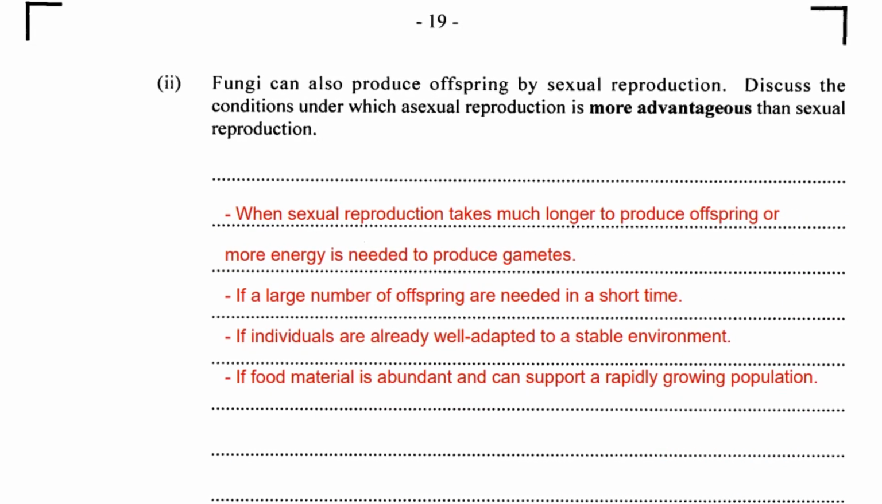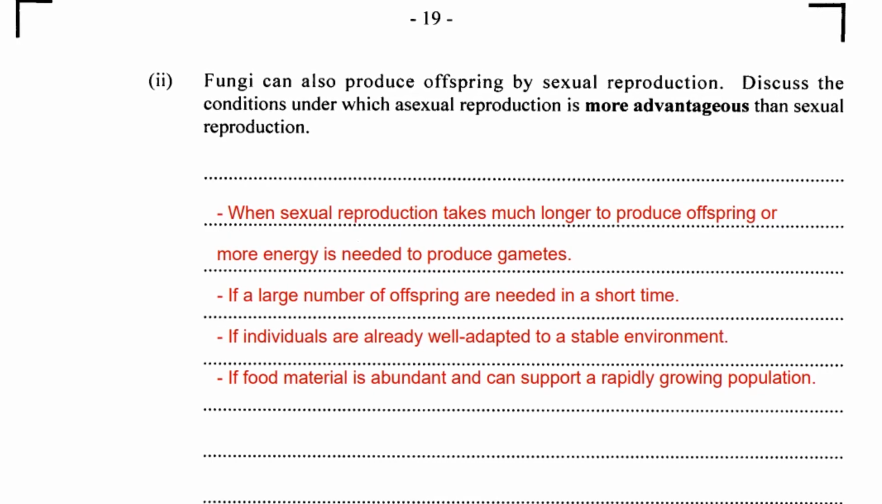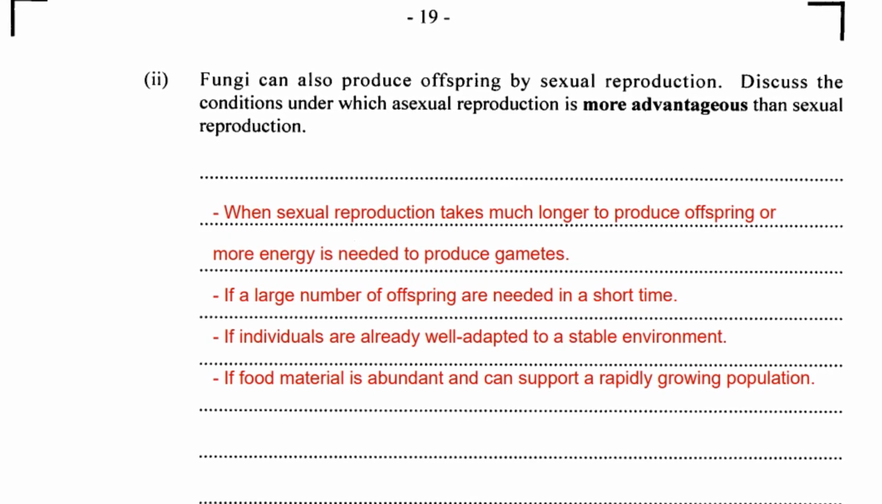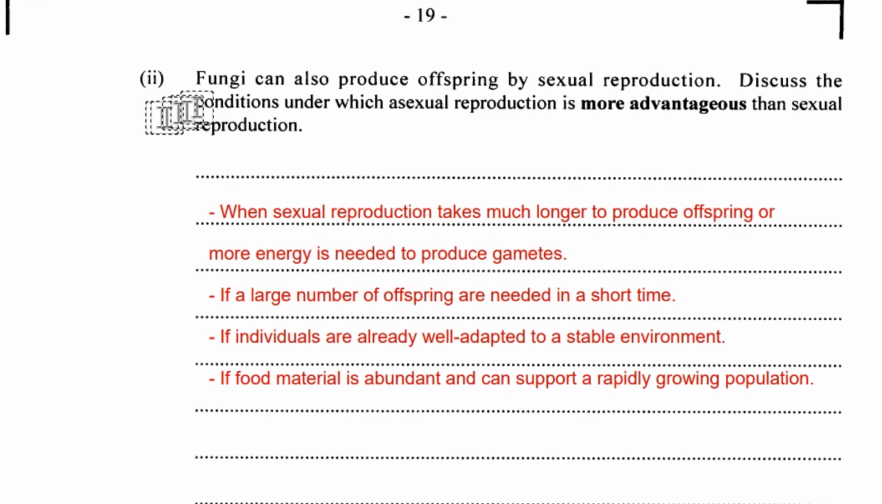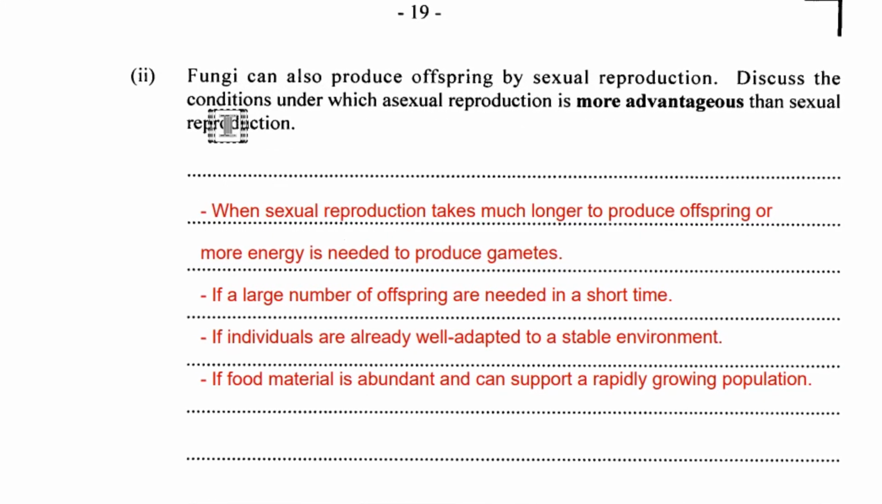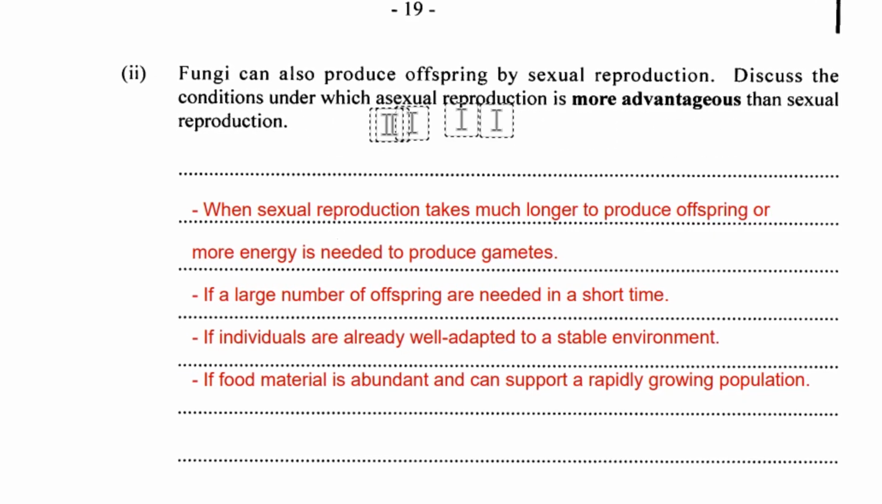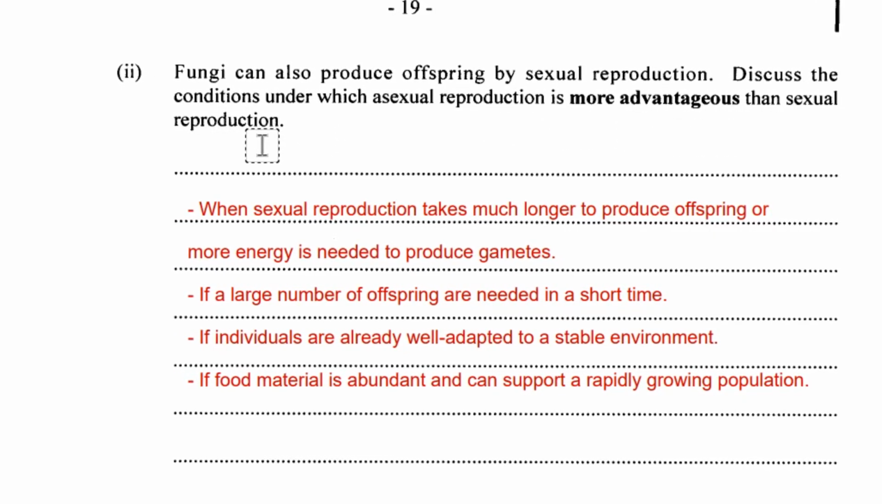Part 2. So this is still on the syllabus. You should still know the advantages and disadvantages of sexual and asexual reproduction. Fungi can also produce offspring by sexual reproduction. Discuss the conditions under which asexual reproduction is more advantageous than sexual reproduction.